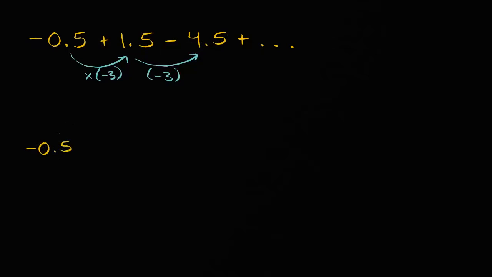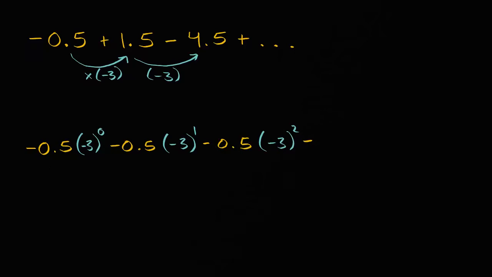-0.5 times -3 to the 0 power plus, or maybe I could just keep writing it this way, minus 0.5 times -3 to the first power minus 0.5 times -3 to the second power. And we're just going to keep going like that. We could just say we're just going to keep having minus 0.5 times -3 to higher and higher and higher powers.